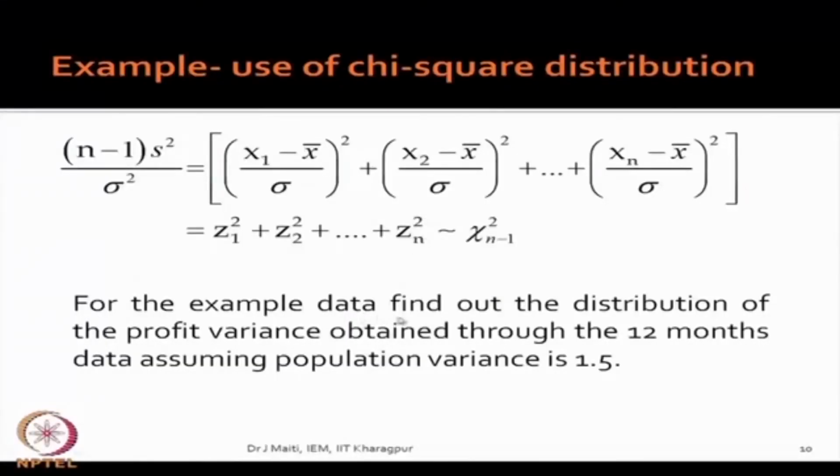For example, if we consider the profit data, the variance obtained through 12 months of data, assuming a population variance, you can find out the distribution of the variance computed from the 12 months of data. All the uses of this chi-square distribution will be revealed in subsequent lectures, but the concept remains the same when we use chi-square distribution. Okay.